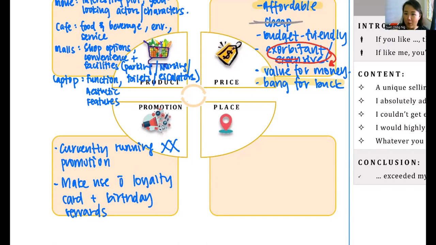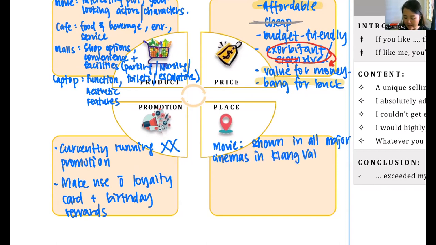Okay, now place. What word can you use for the topic of movie? You can say this movie is shown in all major cinemas in Klang Valley.